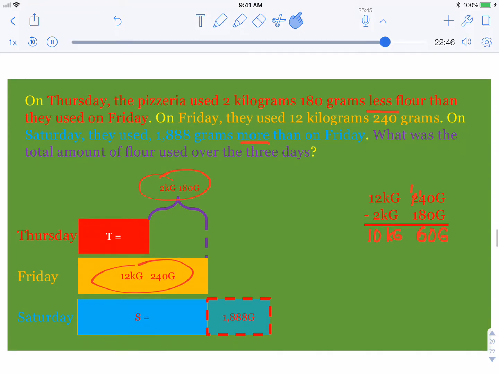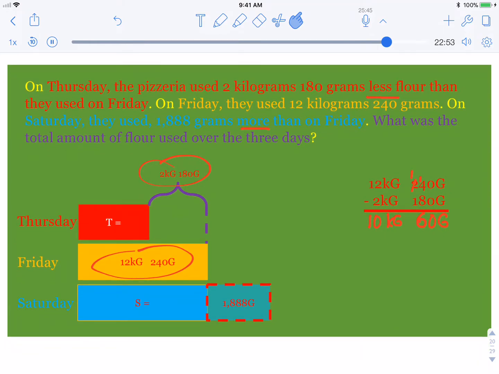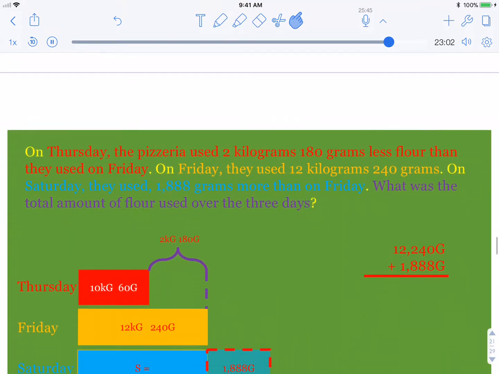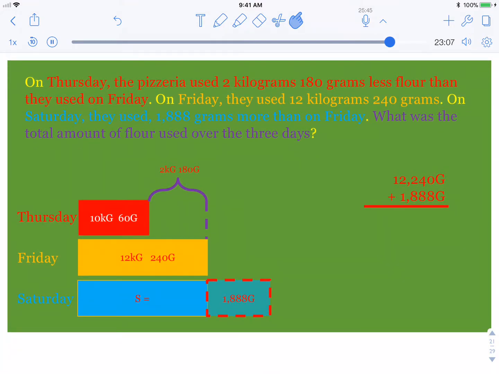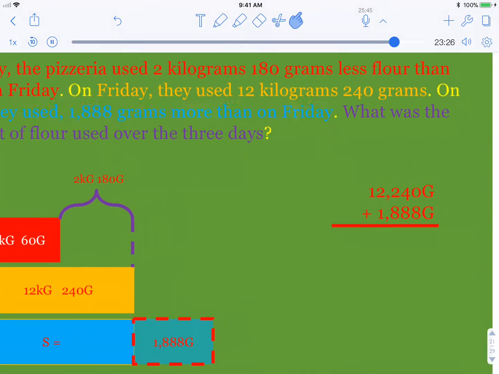And if I want to know if I'm correct, I could add 10 kilograms, 60 grams plus 2 kilograms, 180 grams, and that should give me the amount that they used on Friday. Okay. So now we know what Thursday is. Now, the problem is for Saturday, we just know grams. So let's take Friday and convert it all to grams. And we would end up with 12,240 grams.